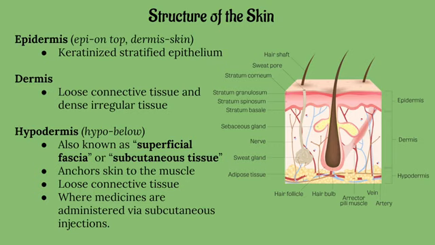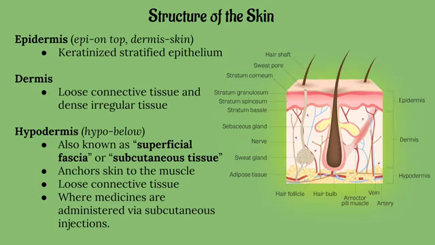The dermis, which lies below the epidermis, consists of both loose connective tissue and dense irregular tissue. Within the dermis and the epidermis, we will find the skin's accessory structures, such as the hair, nails, and glands. Within the skin, you'll also find sensory receptors and erector pili muscles. Deep to the dermis, there's the hypodermis, hypo meaning below, dermis meaning skin. The hypodermis is below the skin but is actually not a part of the skin. Its function is to anchor the skin and the muscles together.